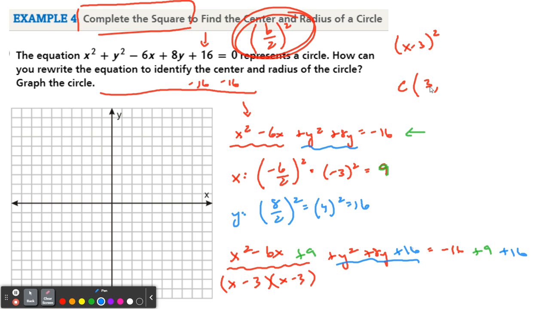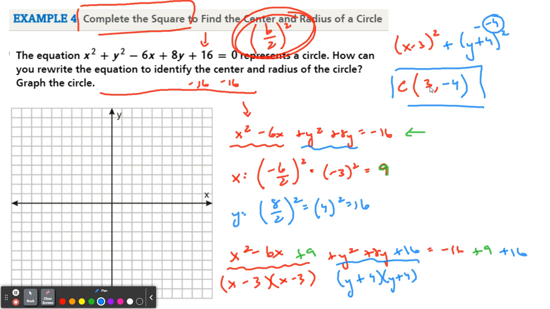Down here, to get 16, I need 4 and 4. So this is y plus 4, y plus 4. Because it's a positive 8, that's why it's plus 4 and plus 4. So this is plus y plus 4 squared, the same parentheses squared. Now I know that my k is negative 4, because to make that a negative sign, it has to be negative 4. So your k value is negative 4. There's my center. Then if you simplify the right side, in green, the negative 16 and positive 16 cancel, and you get 9.